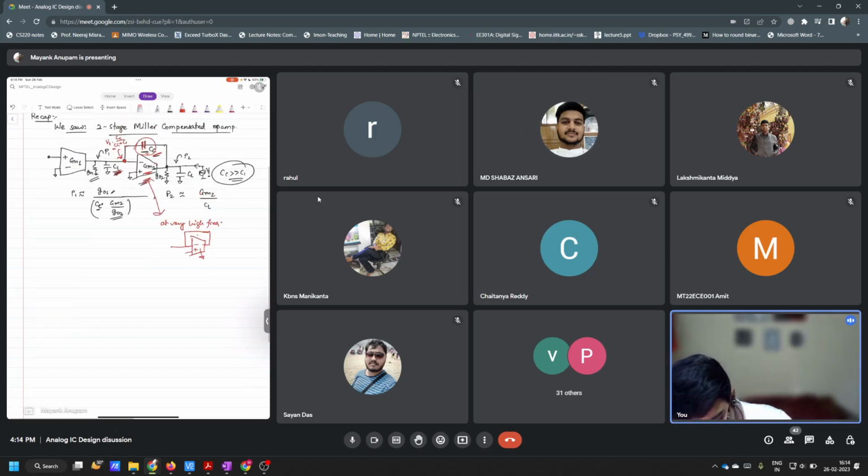So CC has to be much larger compared to C1 to make sure that this GM2 maintains its usefulness. If CC becomes comparable or even lesser than C1, basically this Miller compensation will not be happening after that. So everyone was correct. Everyone was saying that these poles will come closer and all. So all that is fine. I just wanted to give you a sense of what happens if CC starts becoming lesser.